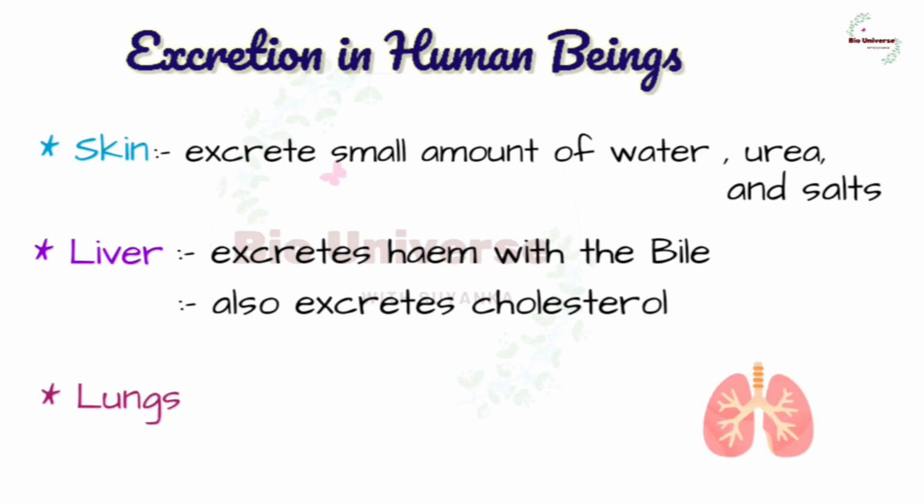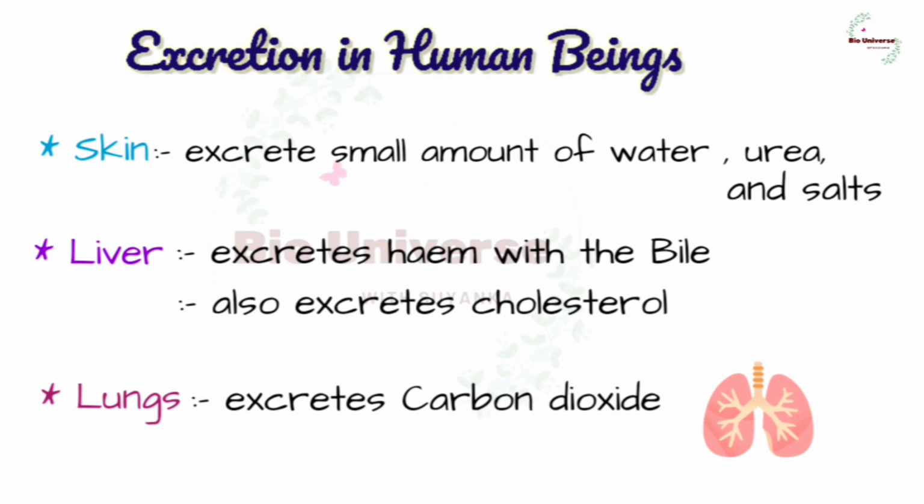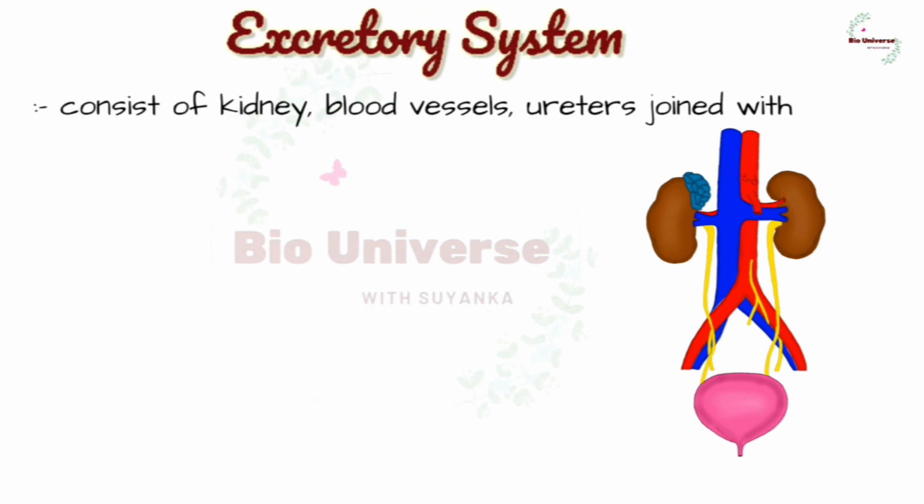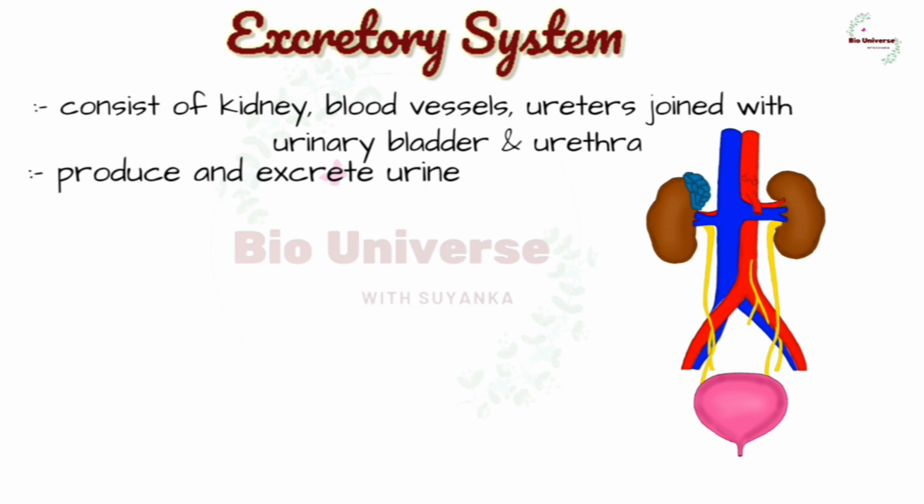The lungs help in getting rid of carbon dioxide formed as a result of cellular respiration through exhalation. Our excretory system consists of kidneys, blood vessels that join them, ureters, urinary bladder, and urethra. They help produce and excrete urine.